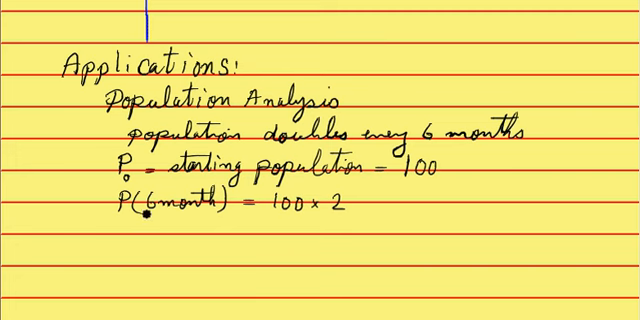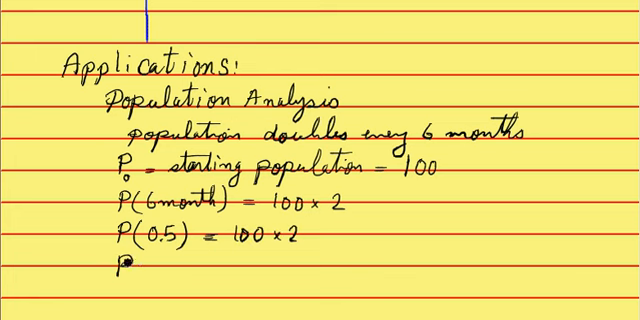Now we want a notation that's a little bit more compact than this. That's a standard game in mathematics, to make things as compact as possible. So either we refer to it as 6 months, or perhaps using a unit of years, I might write it as P of one half, a half of a year. So the population at half a year is 100 times 2.